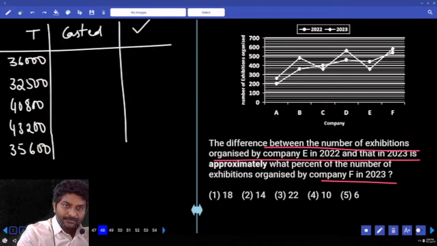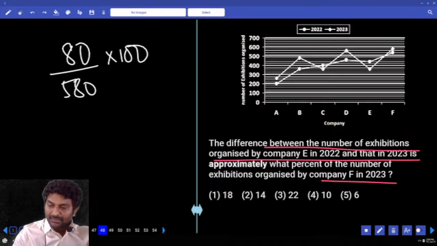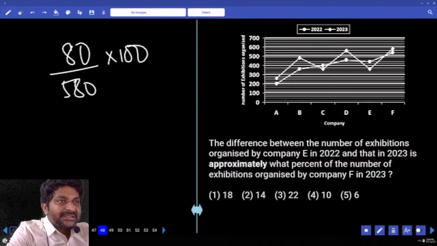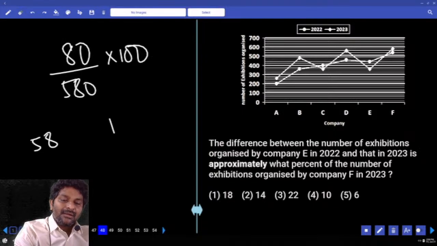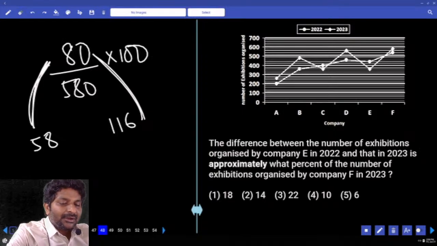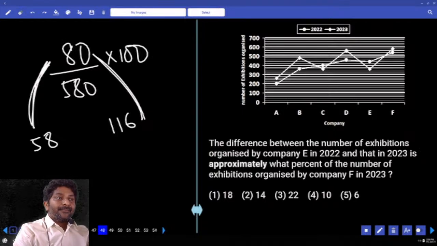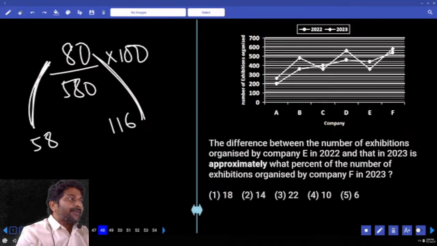80 out of? What is 10% of the denominator? 20 percent? 116. So our numerator lies in between these two numbers only? Right? 80, is that close to 58 or 116? Close to 58 or 116? 58. Then the answer must be less than 15%.